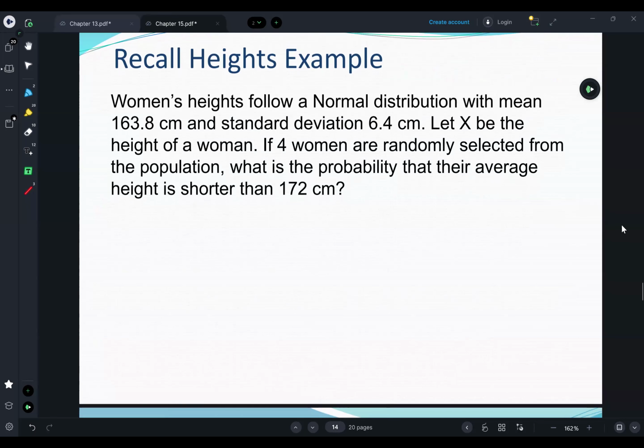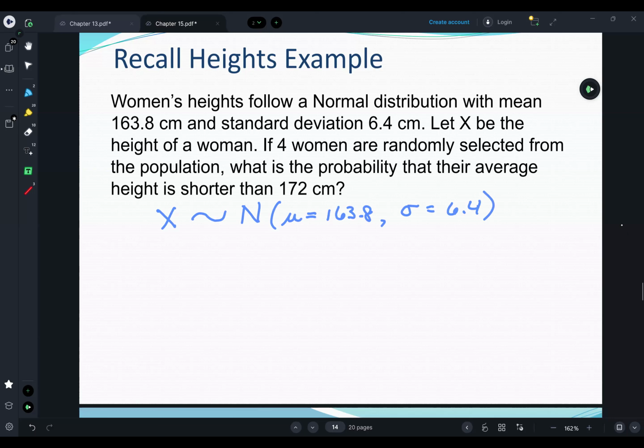So women's heights follow a normal distribution with a mean of, say, 163.8 and a standard deviation of 6.4. Let X be the height of a woman. If X is the height, we use that little tilde, which means it follows. So X follows a normal distribution with mean 163.8 and sigma equals 6.4 centimeters.